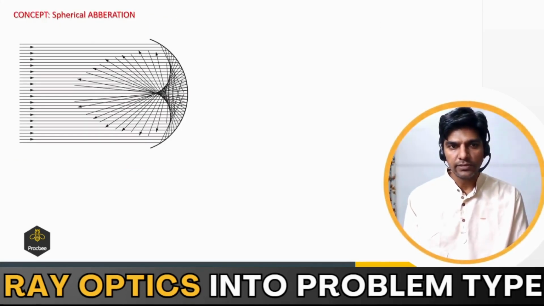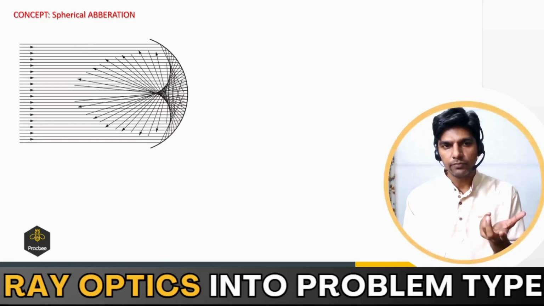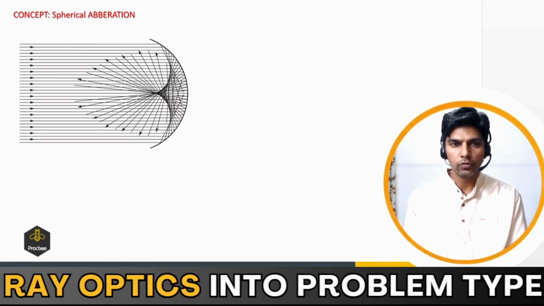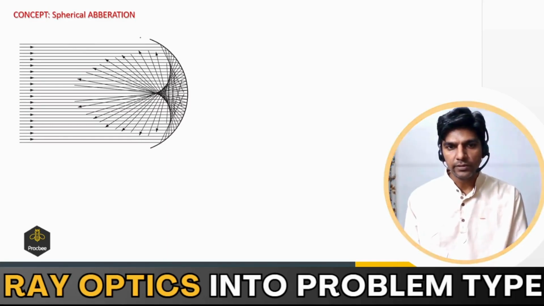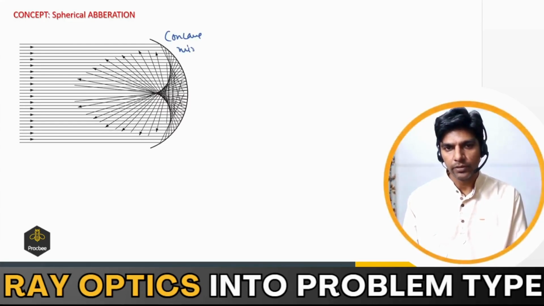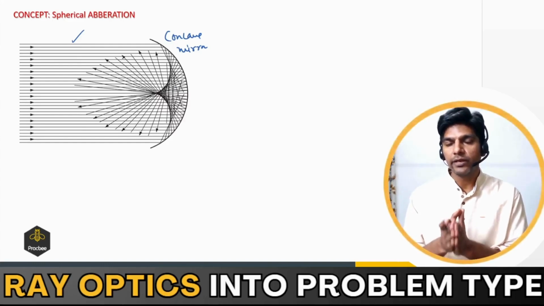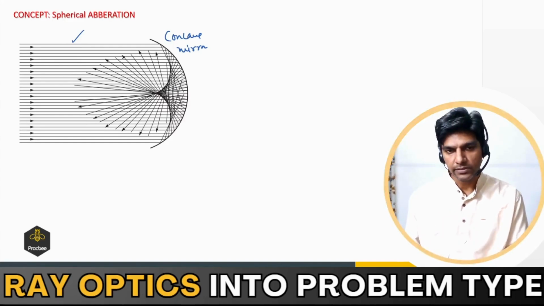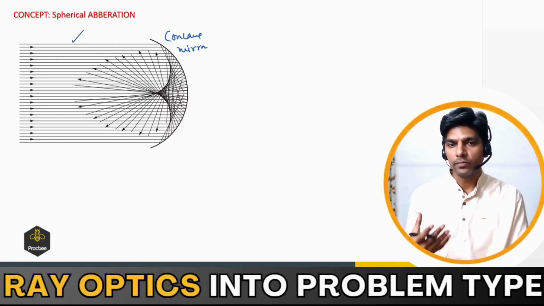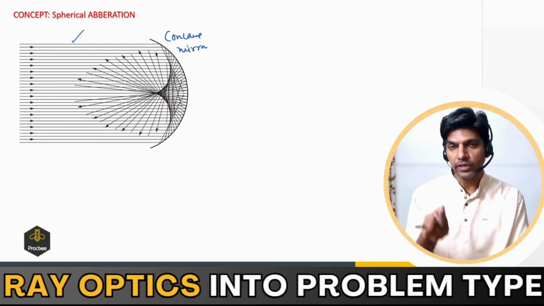Now there is another problem type which is based on spherical aberration. What do we mean by that? If you consider a spherical concave mirror, and if we consider marginal rays, even in this case we won't get a unique point of convergence. This is known as spherical aberration. We are not getting a unique image.